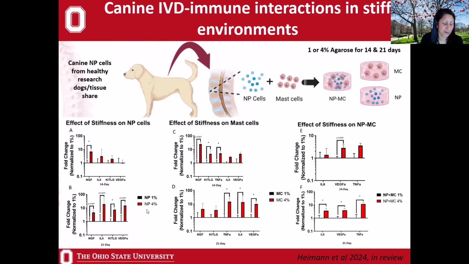So 4% agarose induced an increase in an array including NGF, IL-6, stem cell factor, and VEGF-A at both 14 and 21 days. With mast cells, we saw a similar trend: as you increase the stiffness of the environment, you get an increase in all these pro-inflammatory cytokines. In co-culture, when we looked at the effect of stiffness on these cells together, it seemed to enhance the pro-inflammatory cytokines that were produced. So there are a number of similarities: a stiffer environment increases inflammation, as in the human condition.